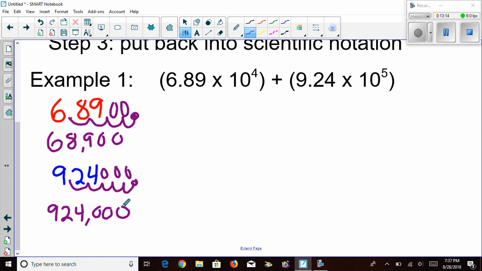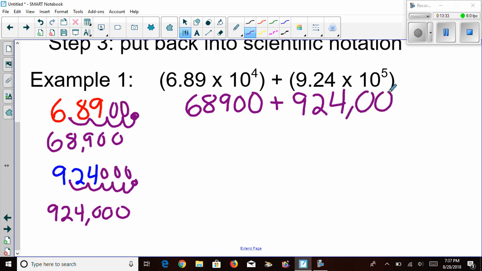I'm going to write these pieces now in standard form. We want to solve 68,900 plus 924,000. Now I'm going to note, I said something incorrectly when I read that number. I put that "and" in there. That is not actually part of how we read the numbers. But it goes to show you, even math teachers make mistakes.